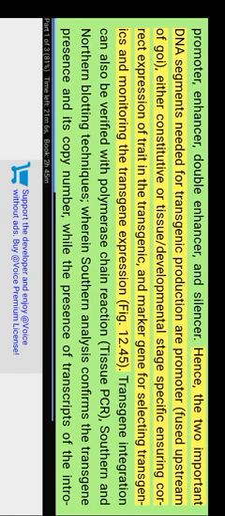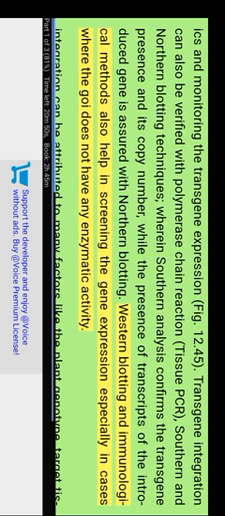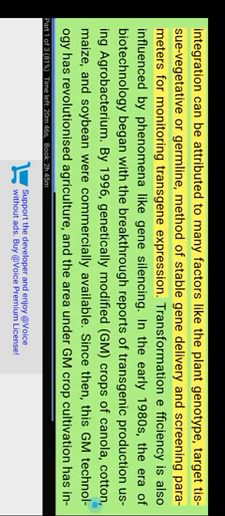either constitutive or tissue or developmental stage specific, ensuring correct expression of the trait in the transgenic, and a marker gene for selecting transgenics and monitoring the transgene expression. Figure 12.45. Transgene integration can also be verified with polymerase chain reaction, tissue PCR, Southern and Northern blotting techniques, wherein Southern analysis confirms the transgene presence and its copy number, while the presence of transcripts of the introduced gene is assured with Northern blotting. Western blotting and immunological methods also help in screening the gene expression, especially in cases where the GOI does not have any enzymatic activity.